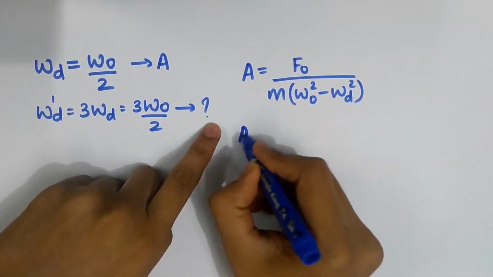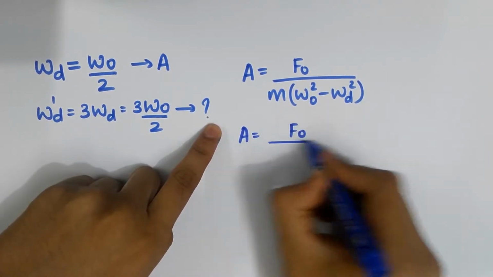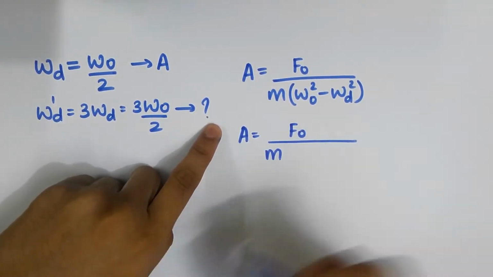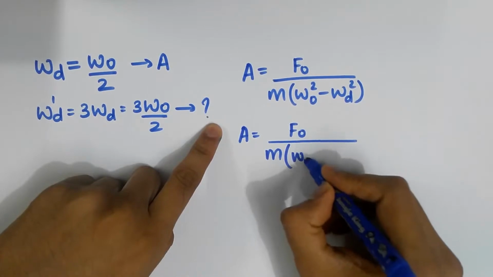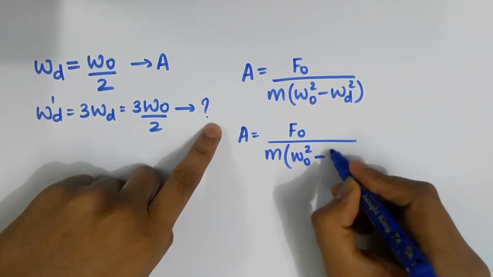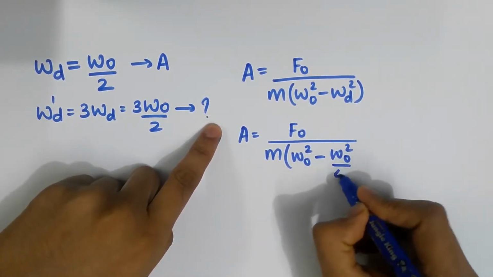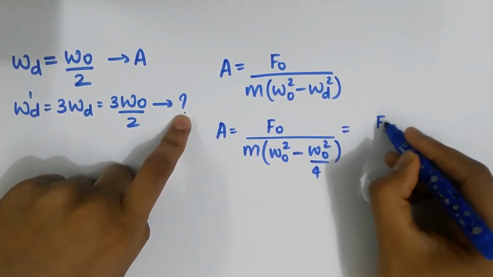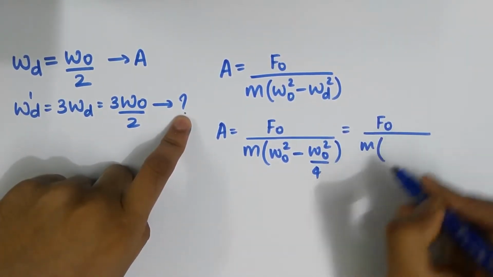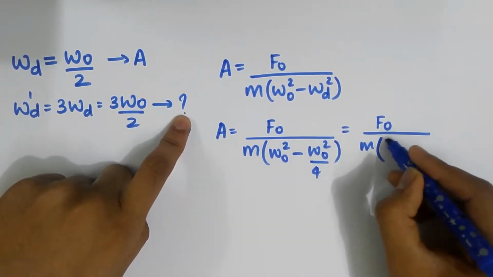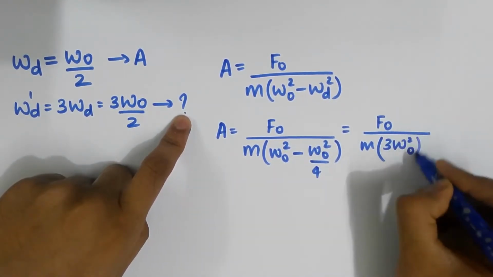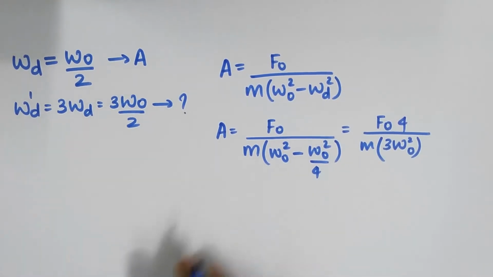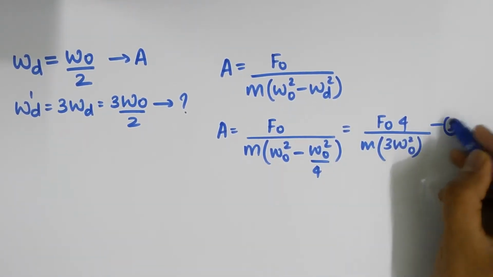So A equals f naught divided by m times (omega naught squared minus omega naught squared divided by 4), and that gives me f naught divided by m times 3 omega naught squared by 4, which is 4 f naught divided by 3 m omega naught squared. Let's call that equation number 1.